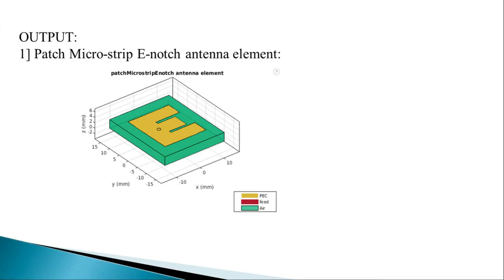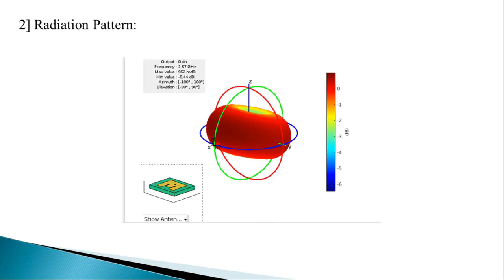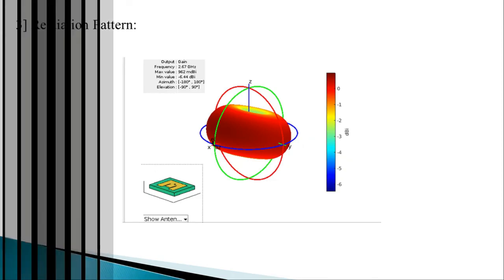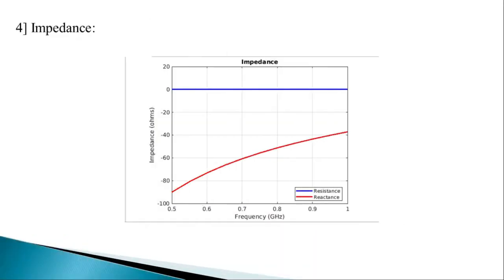First, this is the actual antenna model. The brown part that you are seeing is the shape of antenna. The dot is for feeding and the green part is dielectric material. And the base is the ground plane. Now this is the radiation pattern of antenna. As you can see, at frequency 2.67 GHz we are getting max radiation as 962 millidecibel isotropic. The value of reflection coefficient is almost minus 15 dB. And lastly, this is the impedance pattern of antenna. You can see both the impedance and reactance on the graph.